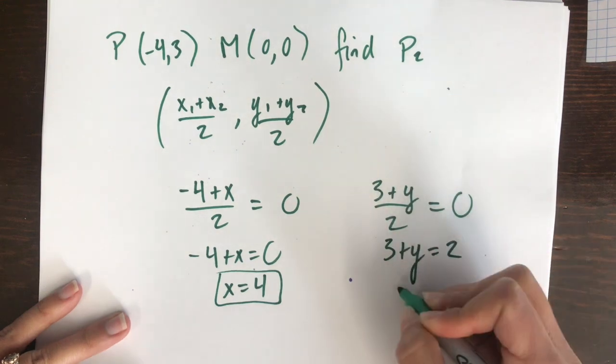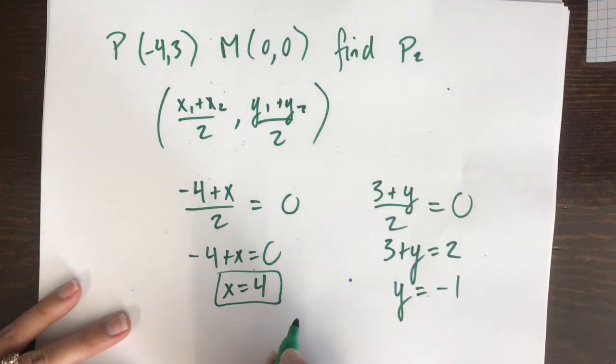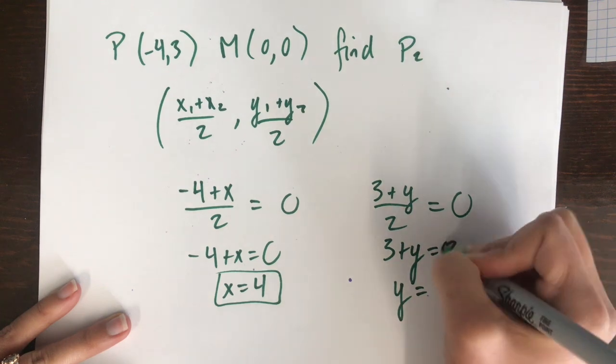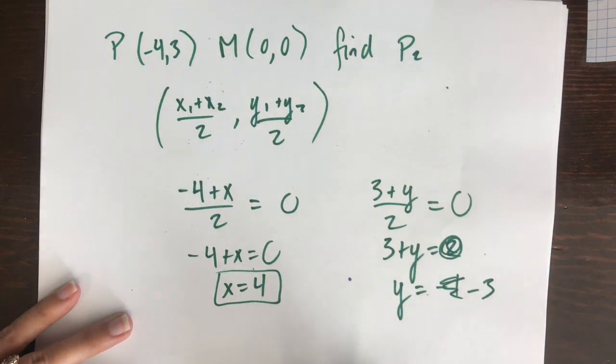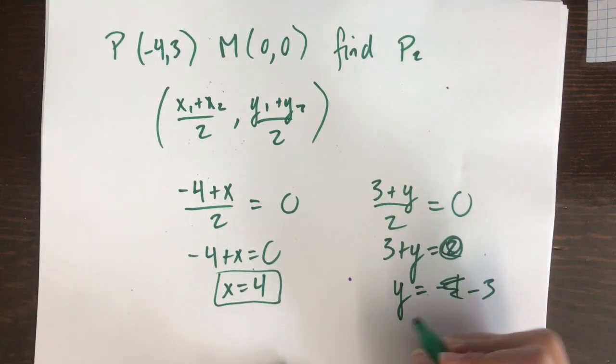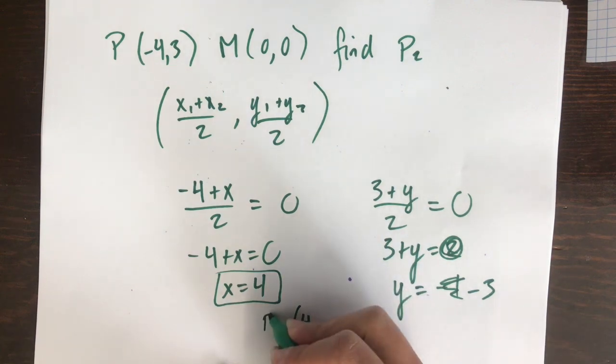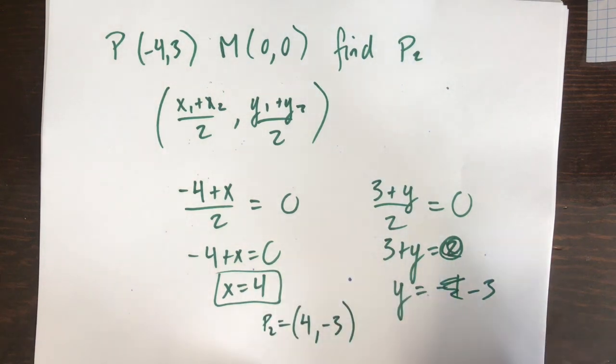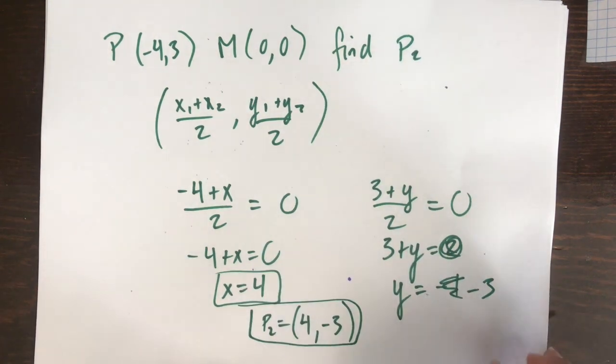So if I solve, I multiply by 2 both sides, and then I add 4 to both sides. I get x is equal to 4. And then with the y's, I multiply by 2 both sides, and then I subtract 3, and I get y is equal to -3. So the coordinates for my second point are 4, -3.